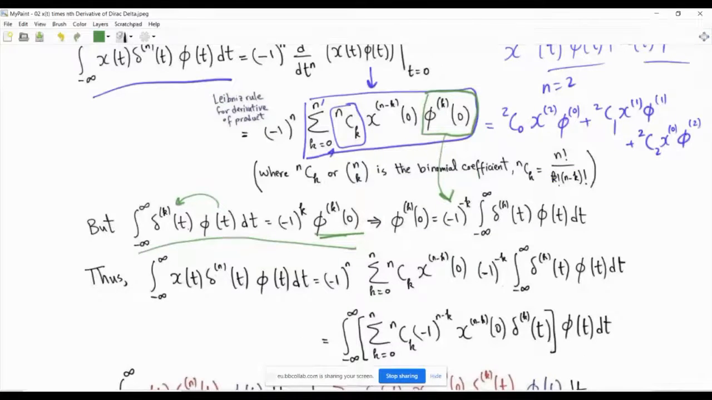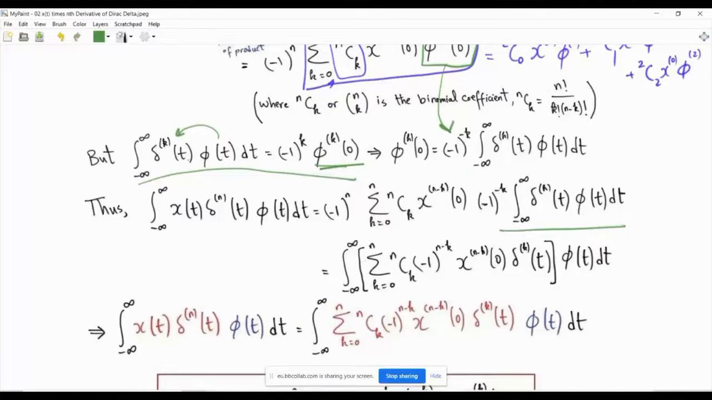Okay, and so this is what we did here, and then we can rewrite things. So this integral here is the thing that we are investigating. We started by investigating, and now we can write this as an integral of something multiplied by phi of t dt. So we will take it to mean that the signal multiplied by the nth derivative of the Dirac delta is this thing that we find inside brackets.